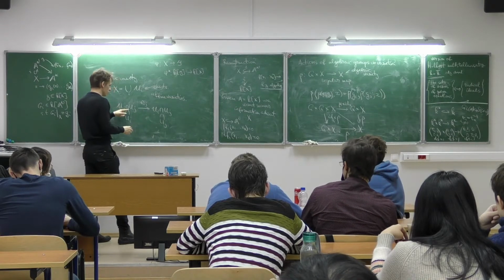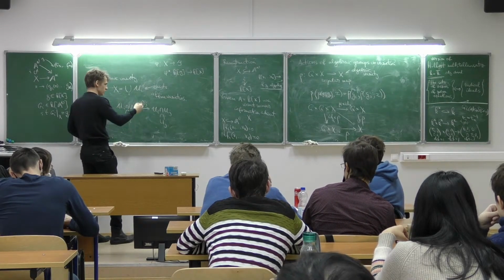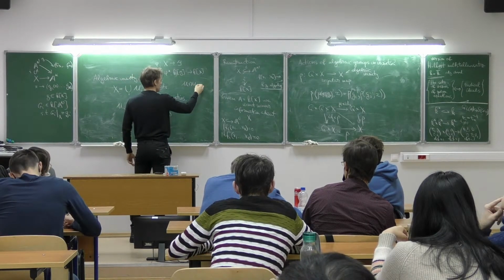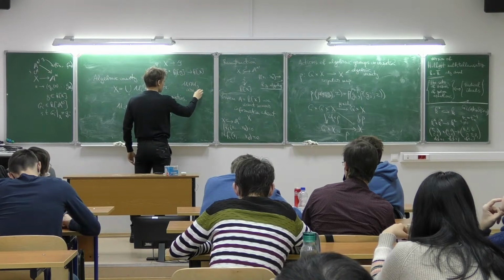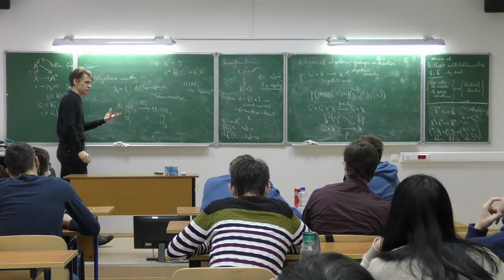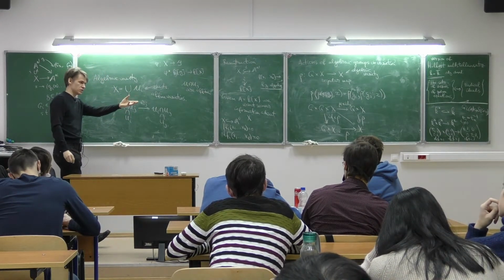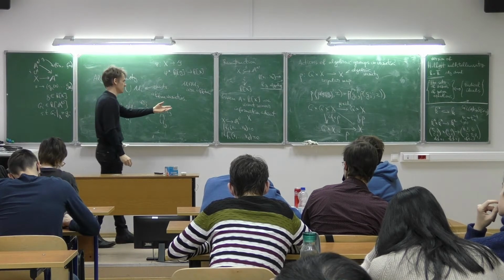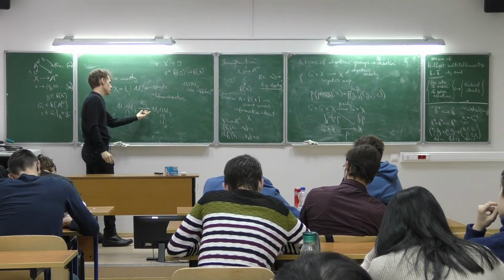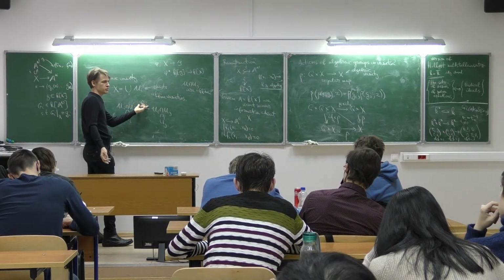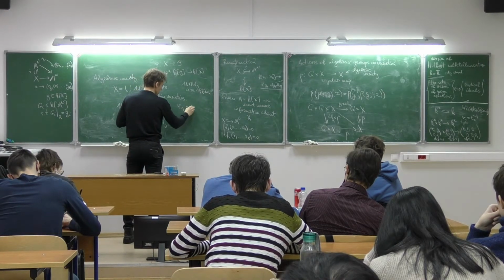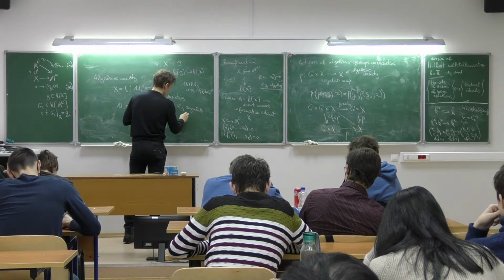Such that we have the following condition: U_i intersection U_j are affine varieties themselves, so they can be put as a closed subset somewhere in some affine space. And also these phi_ij should be regular maps, regular isomorphisms. So phi_ij are regular isomorphisms.